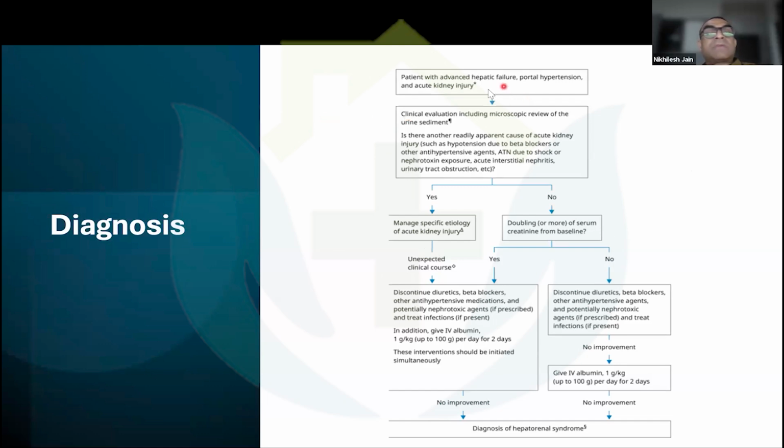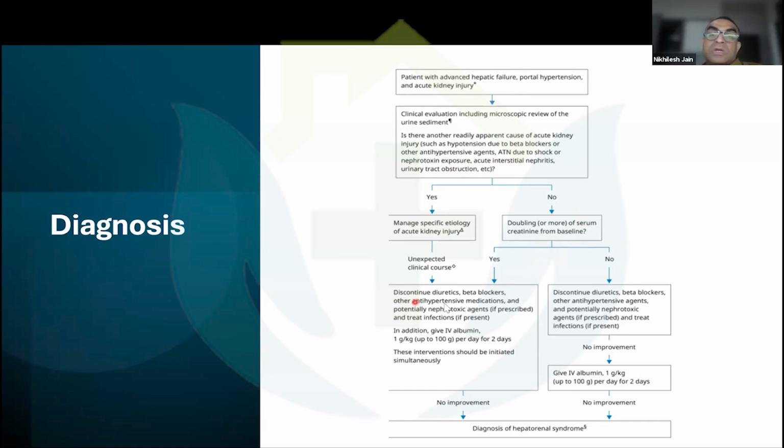So you've got a patient with advanced hepatic failure, portal hypertension, and AKI. You do a clinical evaluation, including microscopic review of urine sediment, and look for any other readily apparent cause of AKI, such as hypotension due to beta blockers or other antihypertensive agents, acute tubular necrosis due to shock or nephrotoxic exposure, any acute interstitial nephritis, urinary tract obstruction, etc. If it is present, then you manage the specific etiology for AKI. If it is not present, you look at whether the serum creatinine has doubled or more from baseline.